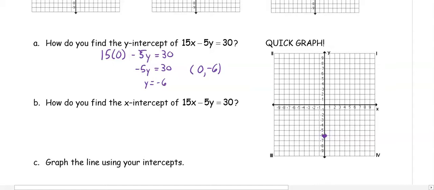To find the x-intercept, we're going to put 0 in for y. So 15x minus 5 times 0 equals 30. That's going to cancel out that 5, so we have 15x equals 30. When we divide, x is 2. So our x-intercept would be 2, 0. So I can plot that point, and I can connect those to graph my line.